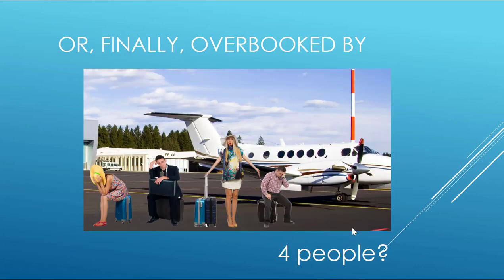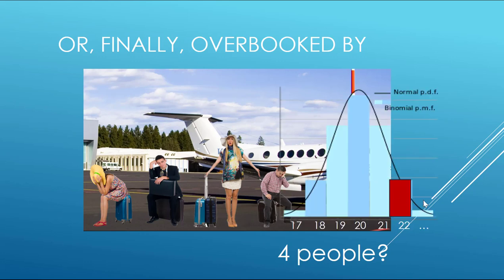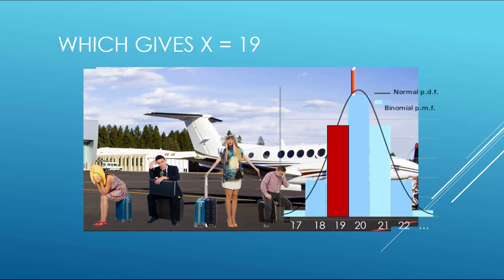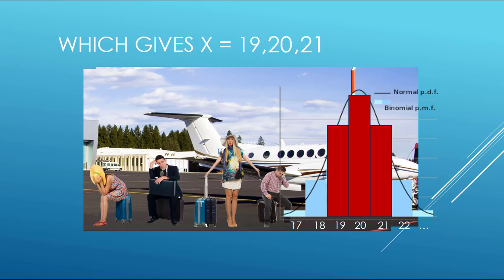Or perhaps all 22 people showed up. Perhaps we're overbooked by 4 people. So all 22 showed up there. Okay, so what are the odds? If we're looking for the odds of being overbooked, then we need to look at the odds of 19 people showing up, or 20, or 21, or 22. Any of these scenarios is where we're overbooked.